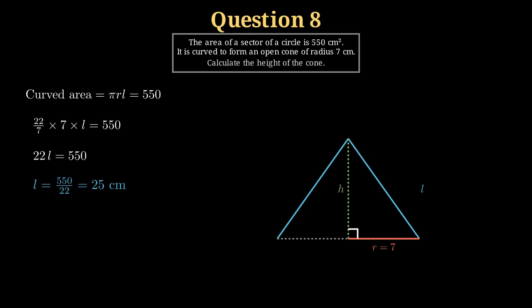Divide both sides by 22. L equals 550/22, which is 25 centimetres. That is the slant height.